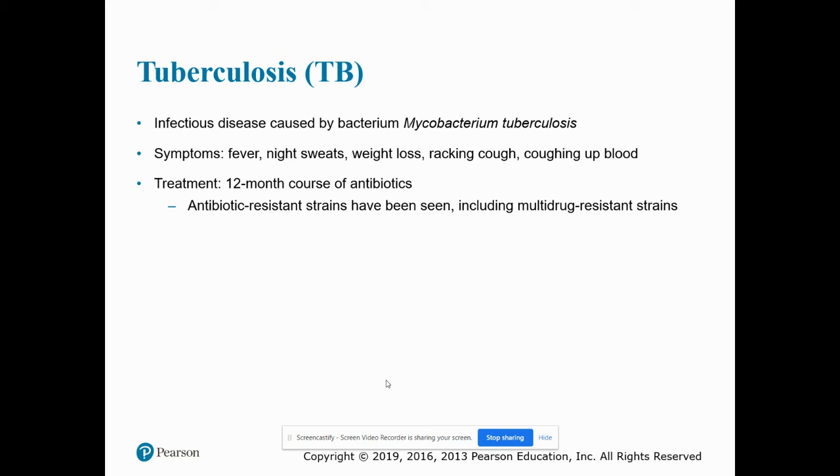Tuberculosis is caused by the bacterium Mycobacterium tuberculosis. Symptoms include fever, night sweats, weight loss, racking cough, coughing up blood, and the treatment is a 12-month course of antibiotics. Unfortunately, there are some antibiotic-resistant strains, including some that are multi-drug resistant strains.